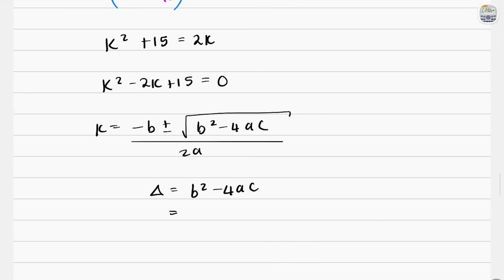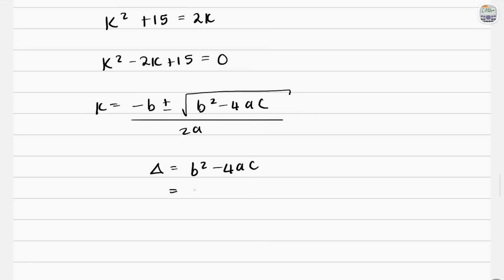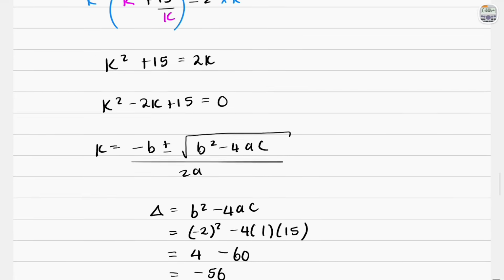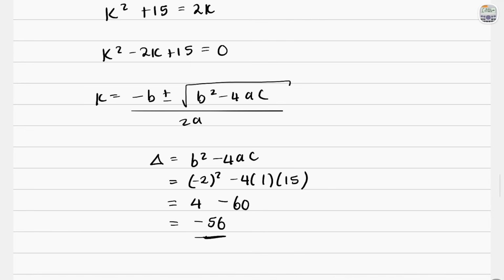It's too big, it's going to make that second part too big. If you substitute in here, we have negative 2 all squared, minus 4, and then this is 1, and c is 15. So this is equal to 4 minus, negative 4 times 15, which gives negative 60. So 4 minus 60 is negative 56, a negative value. So this won't produce any real roots, meaning we're not going to have any solutions for k. And if we don't have solutions for k, we don't have solutions for x.